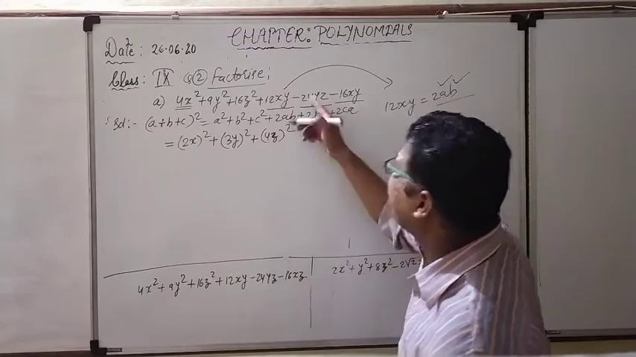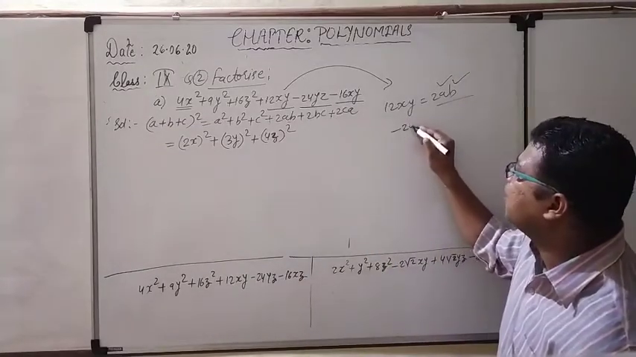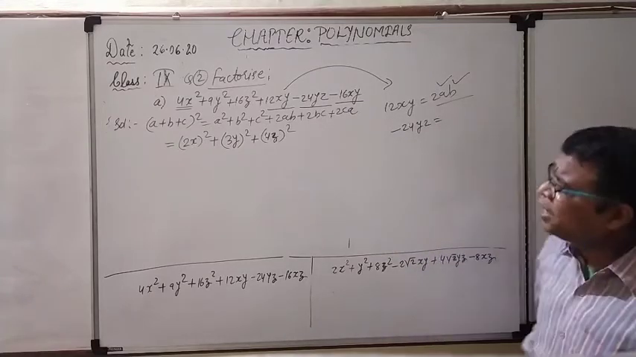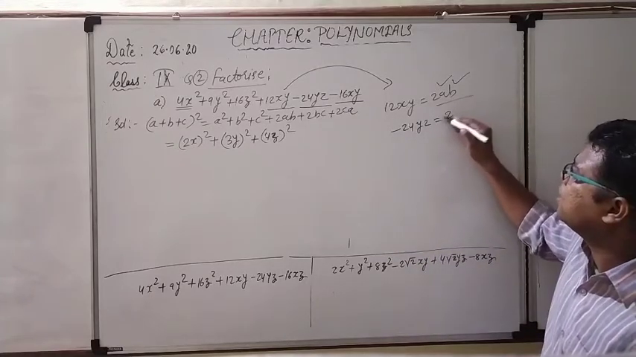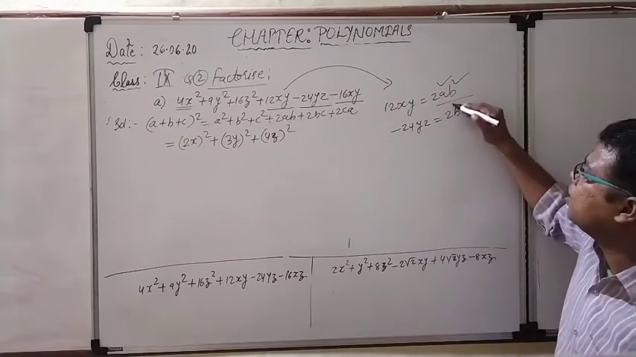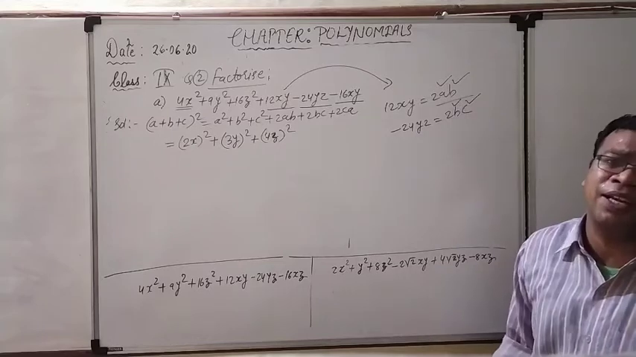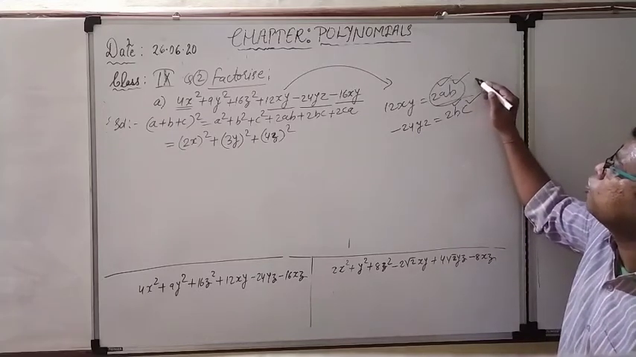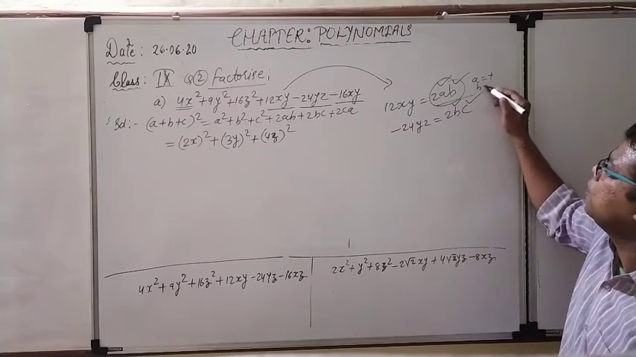Right, now see the second term. What is the second term? Minus 24yz. This is coming with the negative sign. It means this is for 2bc, so either the value of b is negative or the value of c is negative. But from the first calculation we know that a and b both are positive.